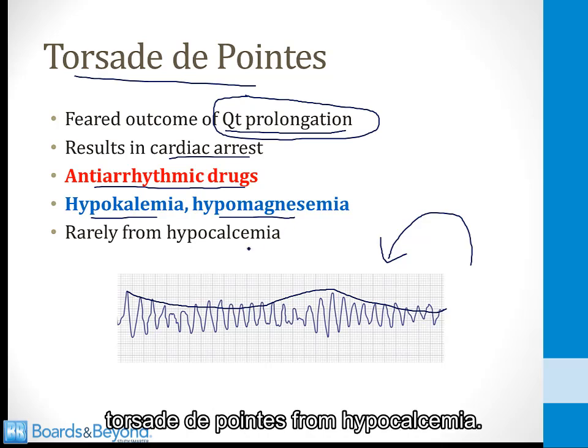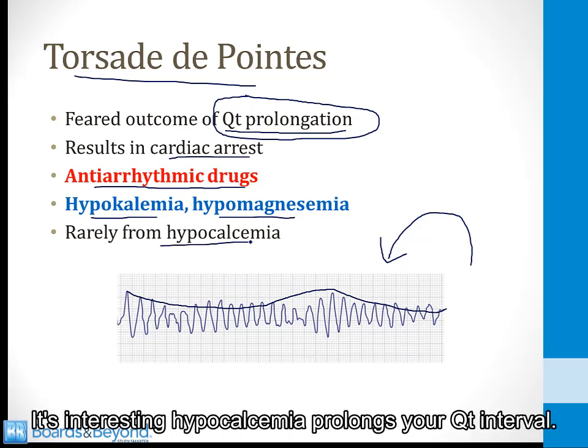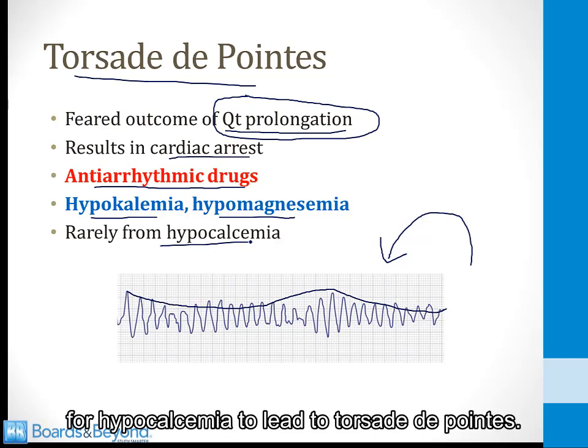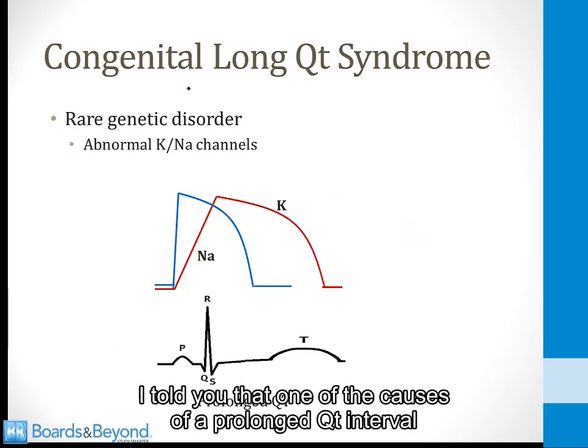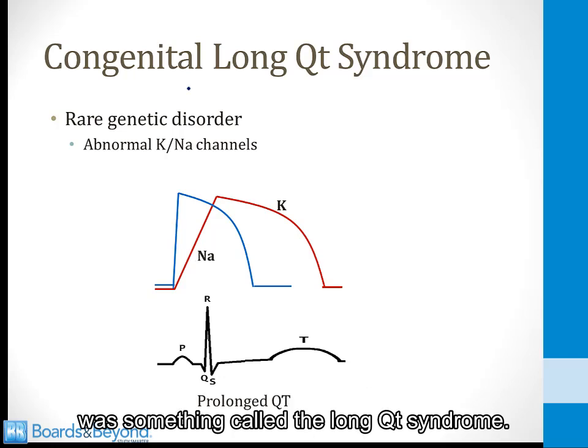Rarely you can get torsades de pointes from hypocalcemia. It's interesting. Hypocalcemia prolongs your QT interval. However, it's uncommon for hypocalcemia to lead to torsades de pointes. I told you that one of the causes of a prolonged QT interval was something called the long QT syndrome.